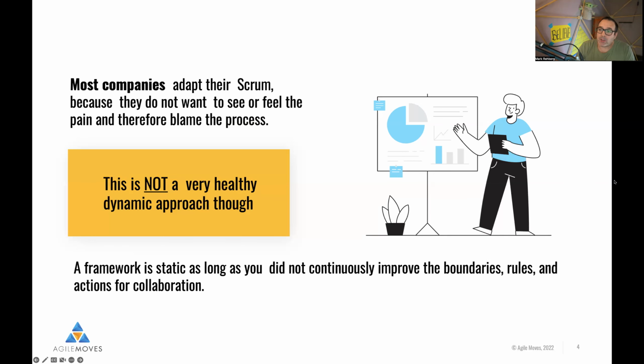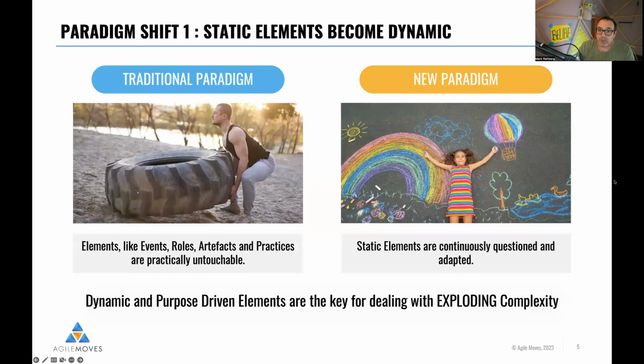What we think about and what we are dealing with in our dynamic approach is that we get rid of a traditional paradigm. The traditional paradigm is that you have these elements like events, roles, artifacts, and so on that are static, and you don't want to change them. We move to a new paradigm where these static elements are continuously questioned and adapted. So they become more purpose-driven to deal better with the exploding complexity in your environment.